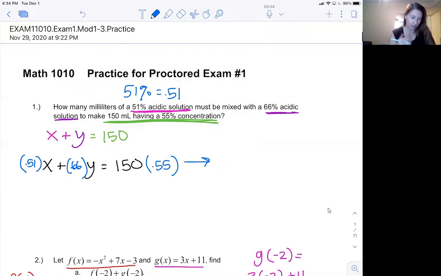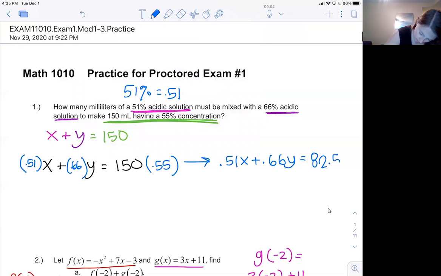So now all of this is going to equal, I'm going to have 0.51x plus 0.66y is equal to 82.5. And then I have x plus y equals 150. So now I've got a system of equations, which we can solve.